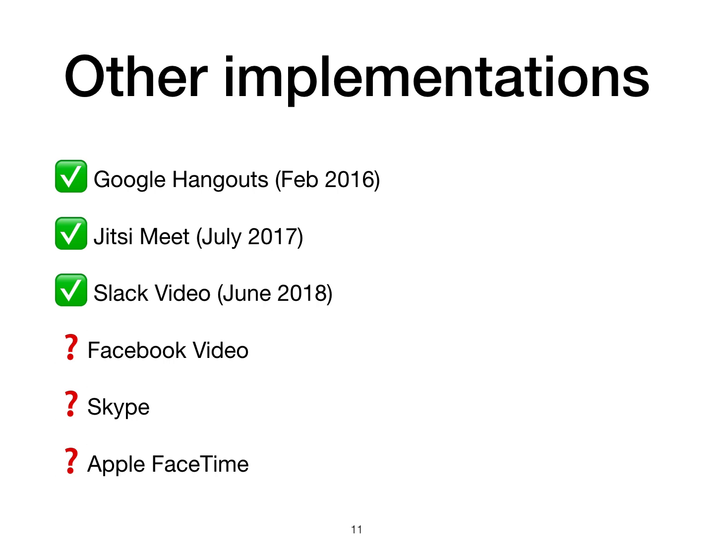So, who implements what? Google publicly announced peer-to-peer for one-to-one in 2016. We publicly released it about a year later in 2017, and Slack mentioned it during ComCon in London a few months ago. So we don't know what the situation is with Skype, FaceTime, or Facebook video, but as we will see, the benefits of using peer-to-peer for one-to-one are quite significant. So if they do not already have some sort of mechanism for peer-to-peer, we suspect they will implement something in the future.